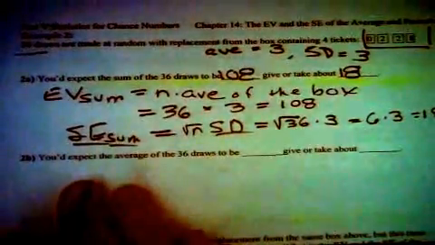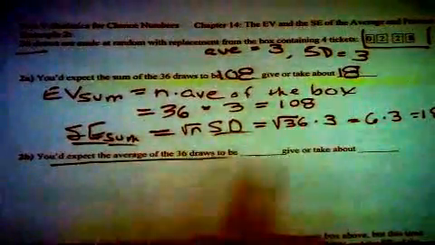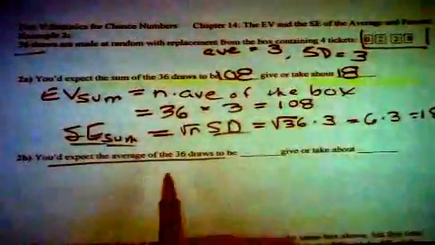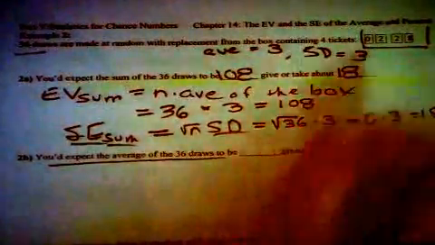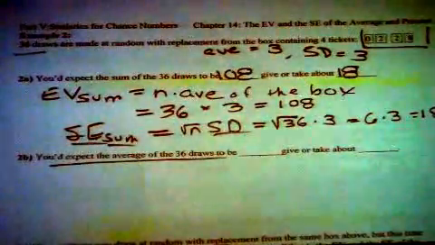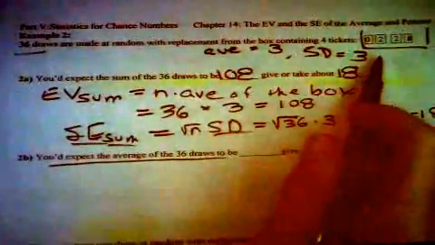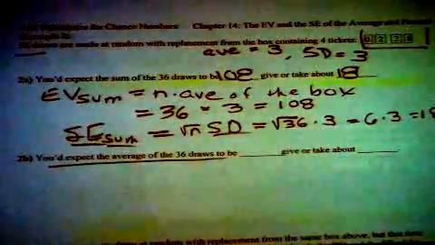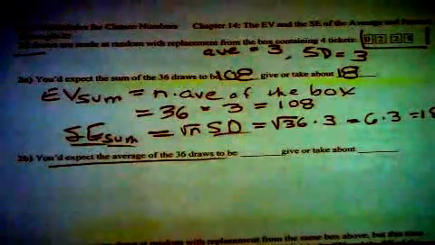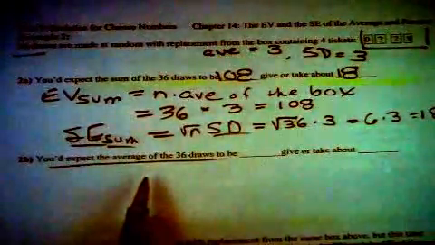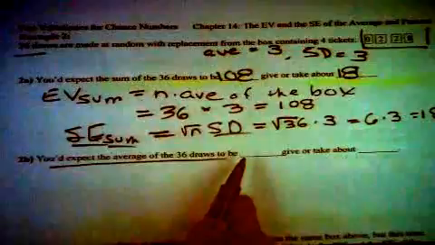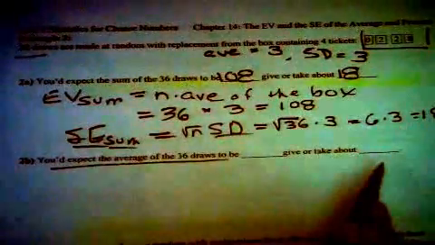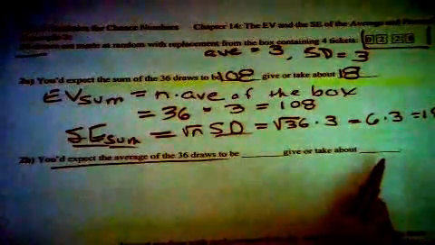Now, how about for the average of the 36 draws? If you drew 36 times, and then you took the average of those 36 numbers, wouldn't it be similar to just taking the average of these 4 numbers? Wouldn't you expect to get a similar value? So what do you think that's going to be? The expected value of the average, and give or take what? That will be the standard error of the average.